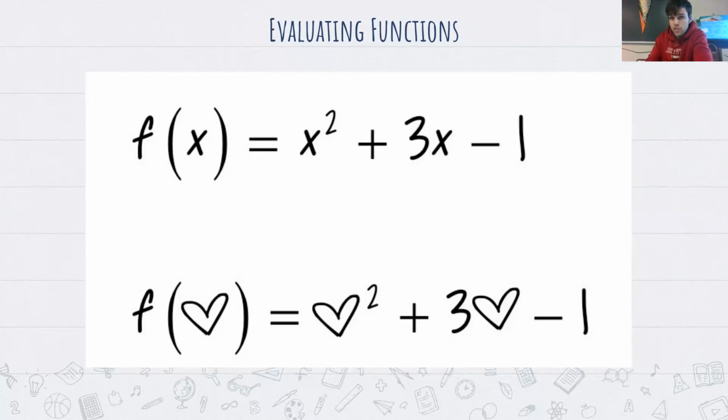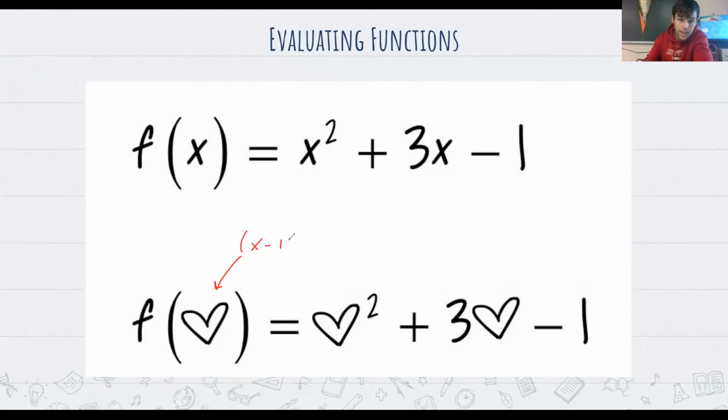So here's a function f of x, x squared plus 3x minus 1. And here's kind of a cutesy way of thinking about it. You can plug anything you want into that function. It can be a number, it could be a heart, which is a little silly, but it could be anything. It could be a variable expression. I could plug in, I don't know, x minus 10 in there. Or I could plug in another function. If I had a different function, I could plug in g of x inside of it.